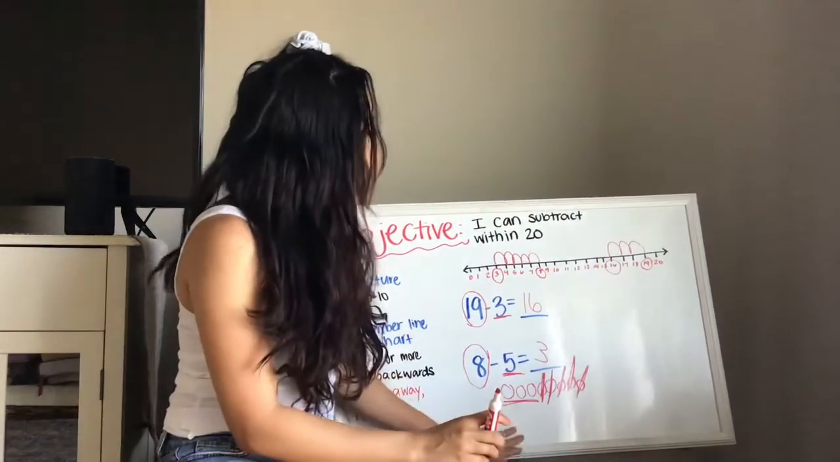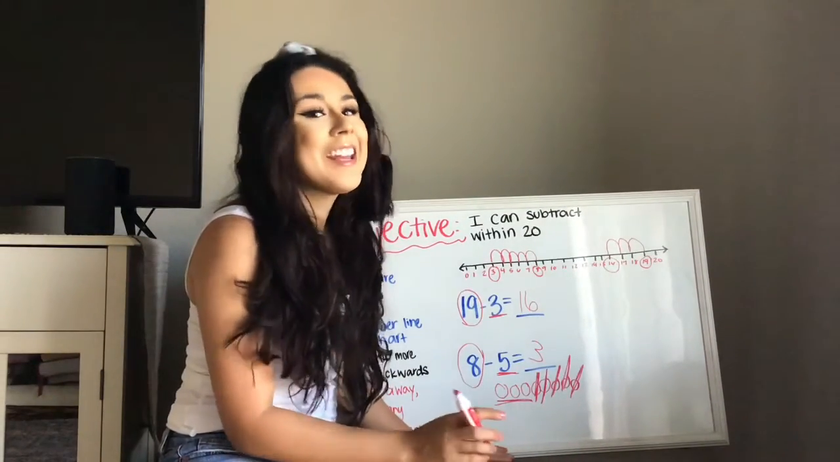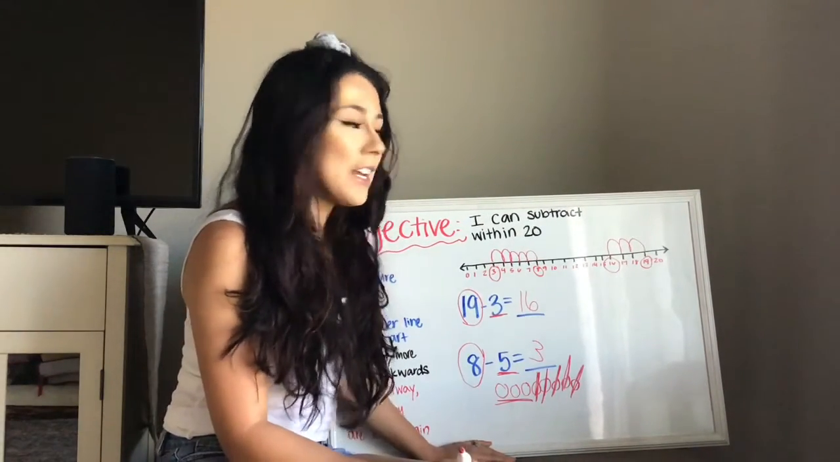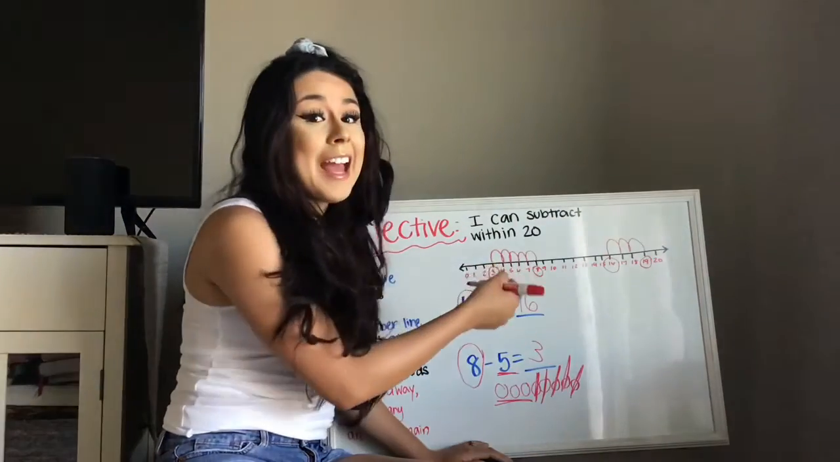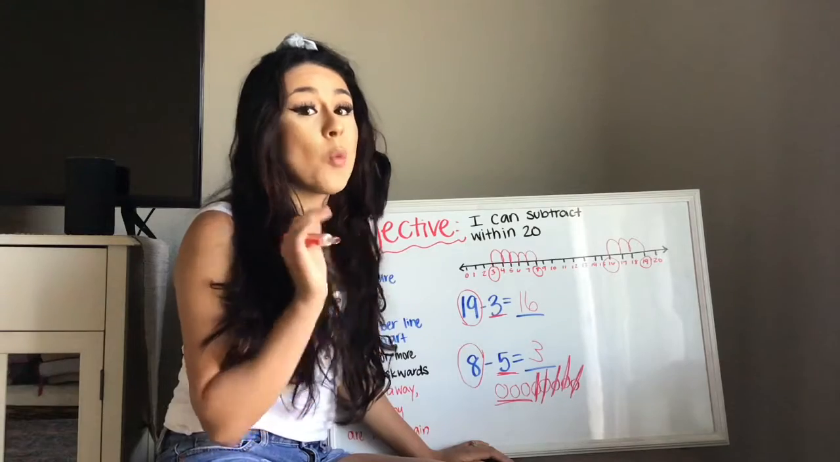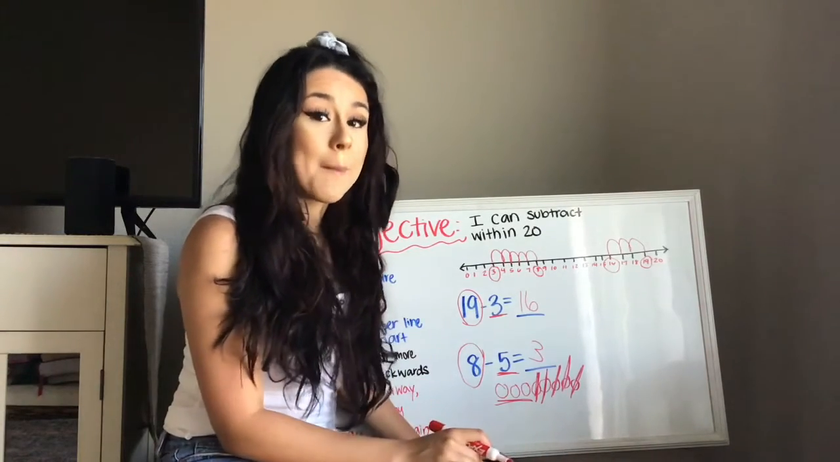If you're using both a picture and a number chart, it's a great way to double check your answer. So for example, if I drew the picture and got 3, but on my number chart, I landed on 1, that means one of those is wrong and I need to double check my work.